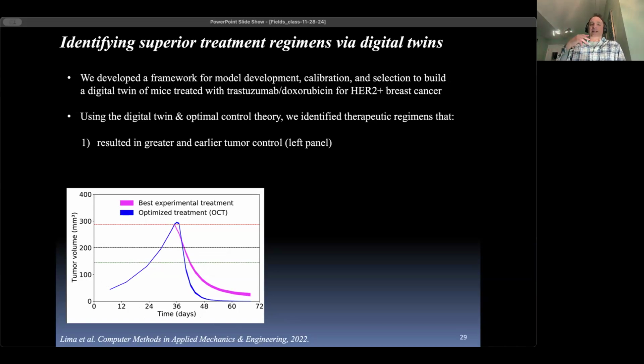We have our model, we calibrate it, and we use optimal control theory to find the optimal intervention, and we can find, using the same dose, just different scheduling, that's going to lead to earlier and better tumor control. So that's one way to do it.